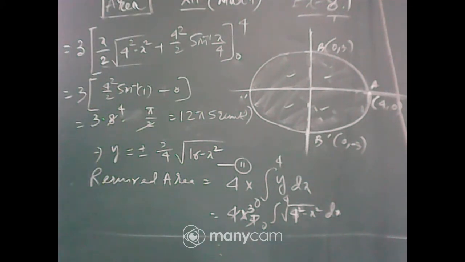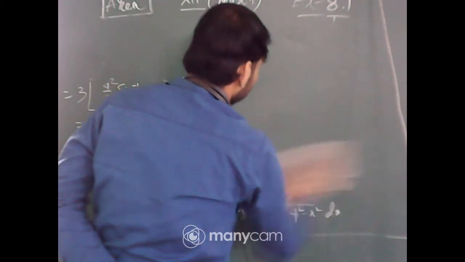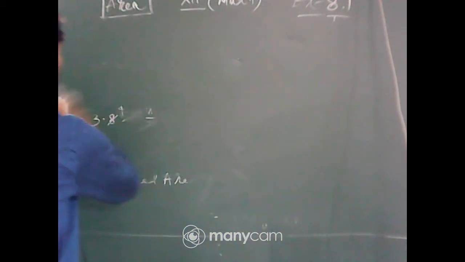Can I move on to question number 6? I am erasing this one. Question number 5 is a similar type of problem, so I am moving on to question number 6.